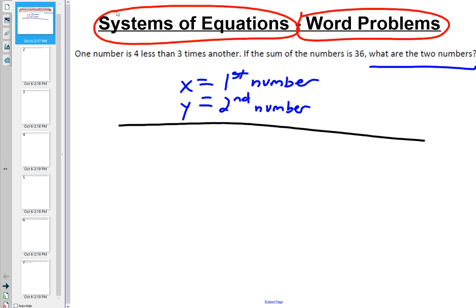But now we have to look at the word problem and be able to write not one, but two equations. Two variables, two equations. Come on, Nico, you get us started. Look at the first sentence. One number is 4 less than 3 times another number. Let's go piece by piece.